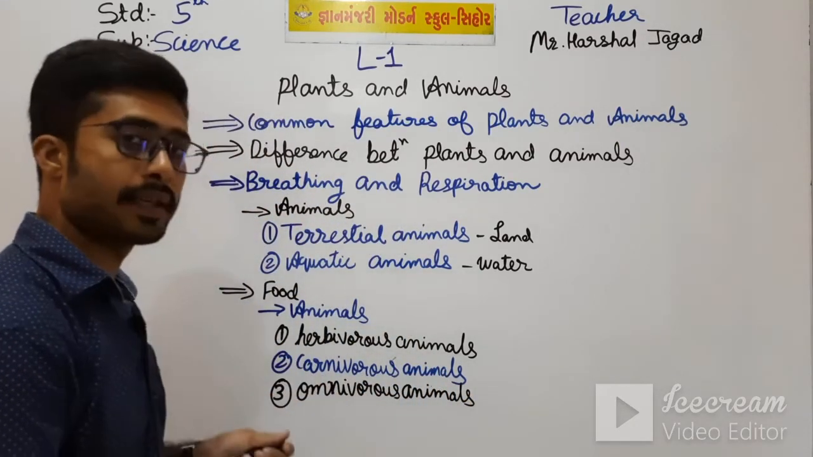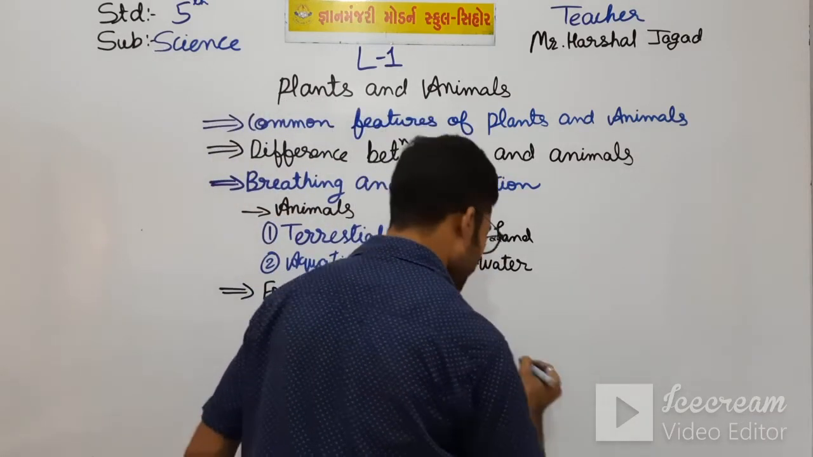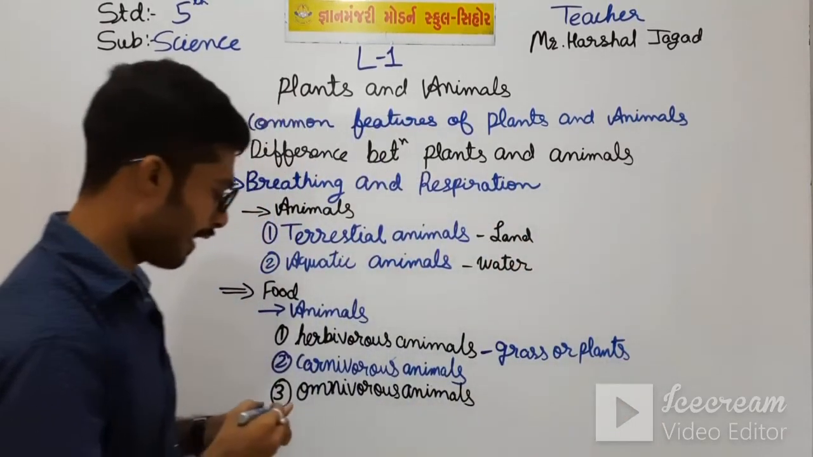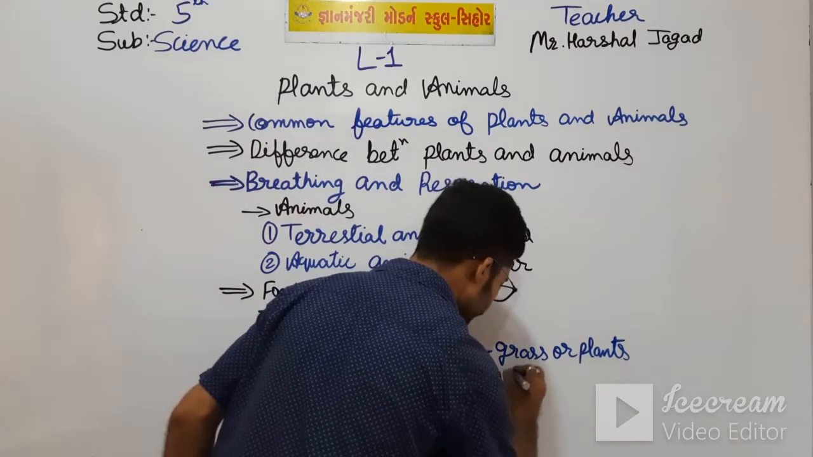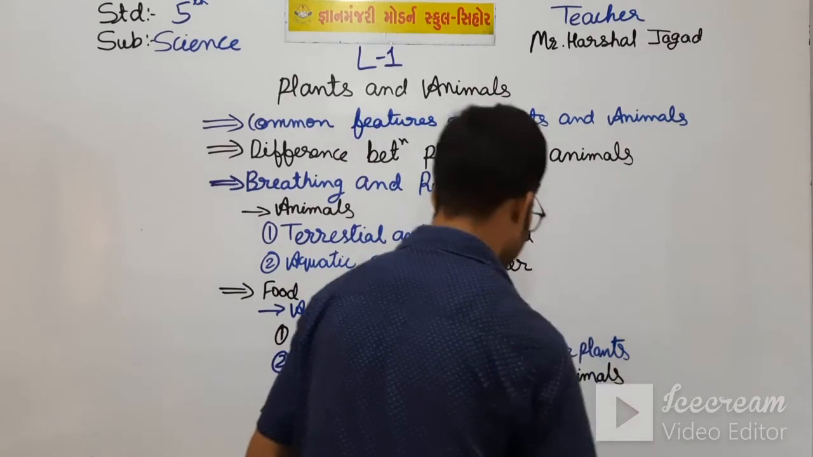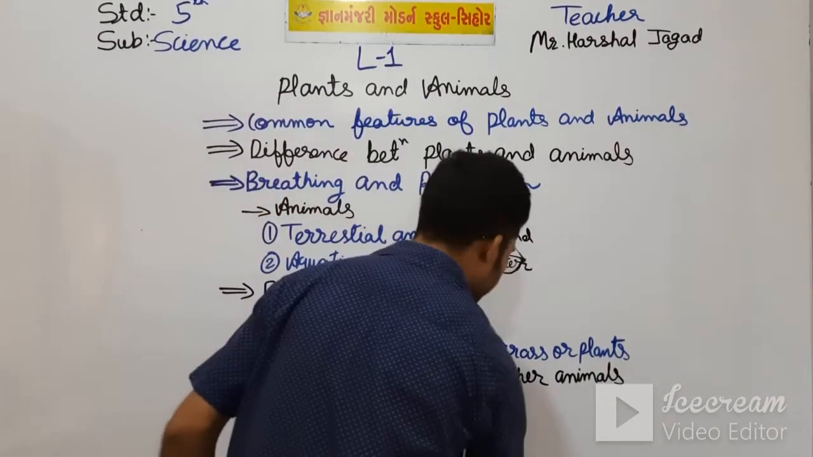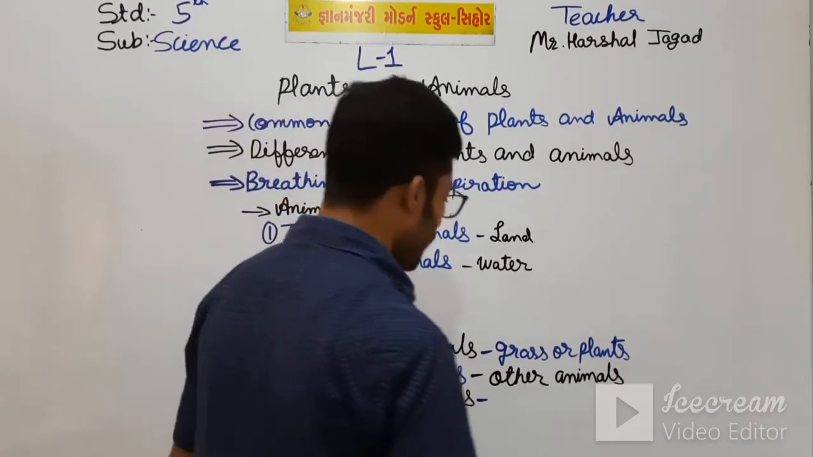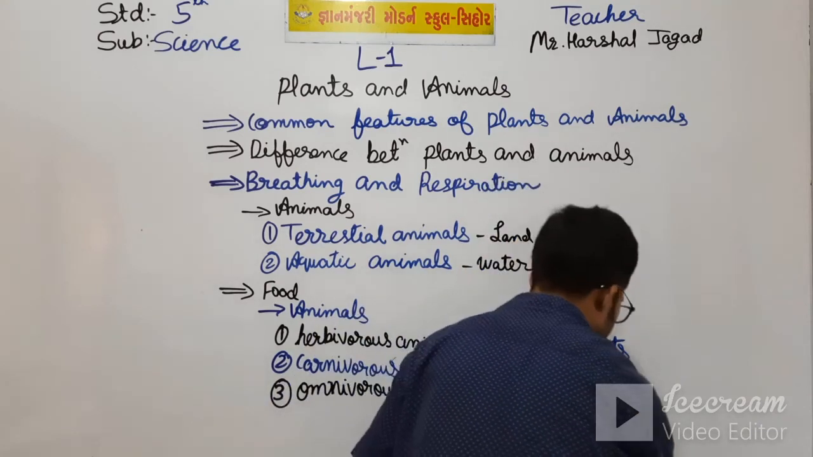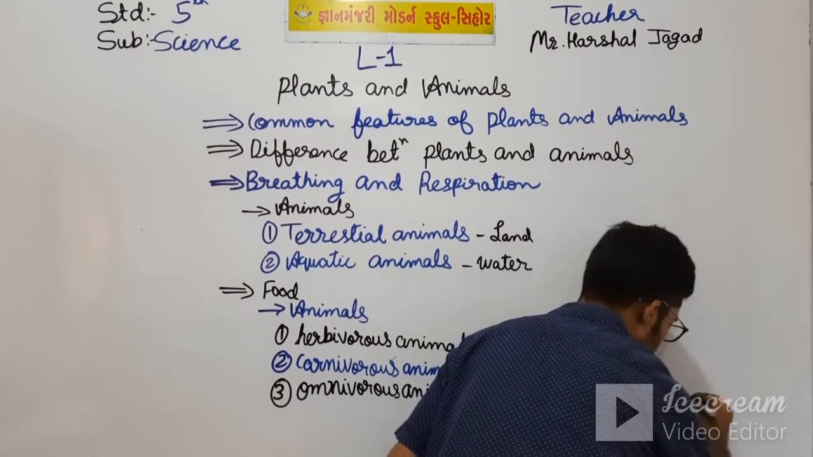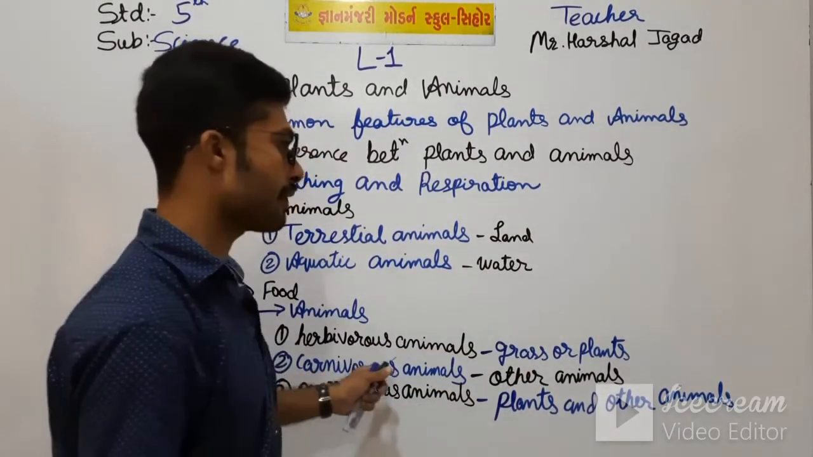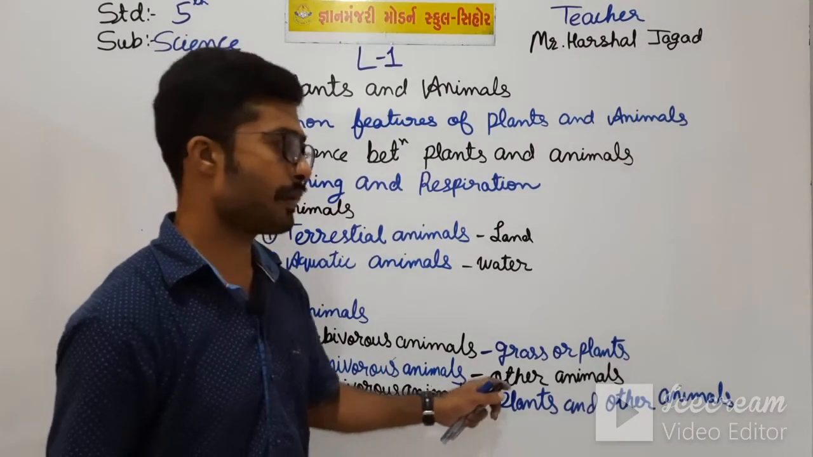So herbivorous animals eat grass or plants, and what do the carnivorous animals eat? They eat other animals. And what do the omnivorous animals eat? They eat both grass, plants and other animals. Herbivorous animals eat grass or plants, carnivorous animals eat other animals, and omnivorous animals eat plants and other animals.